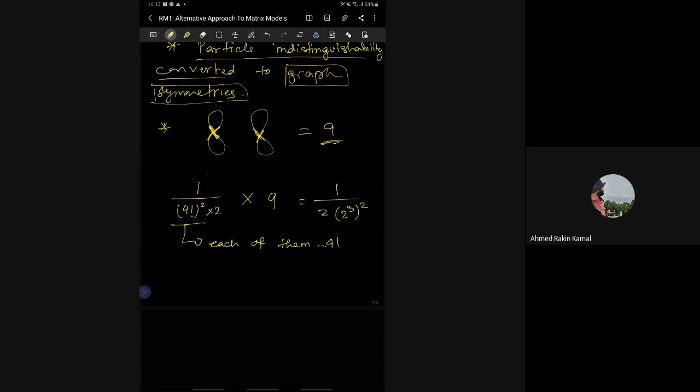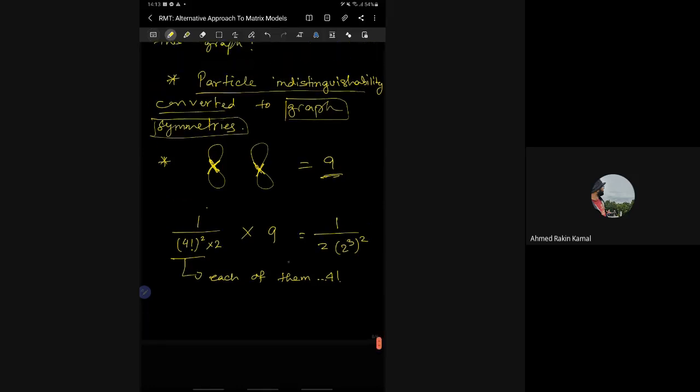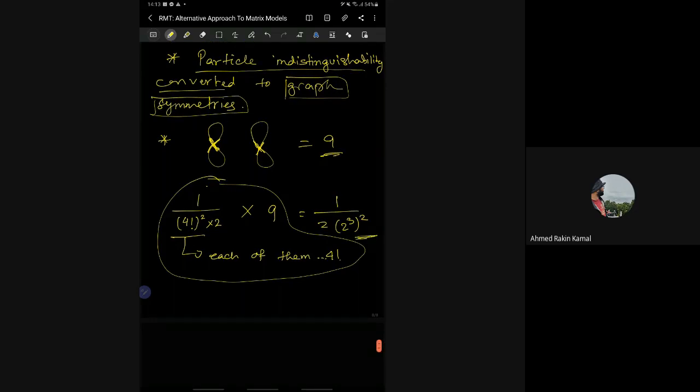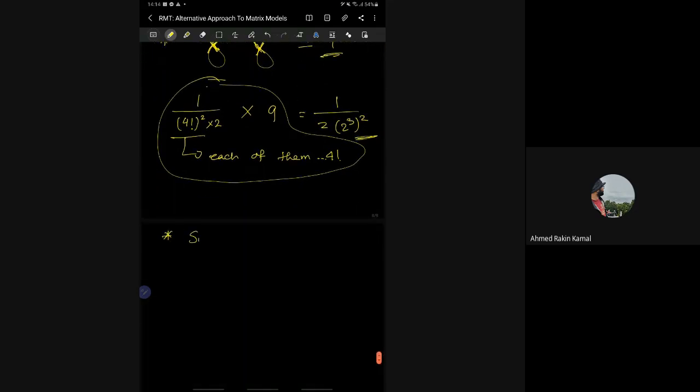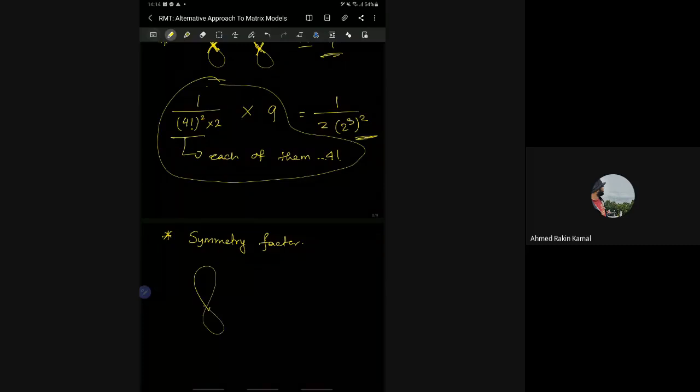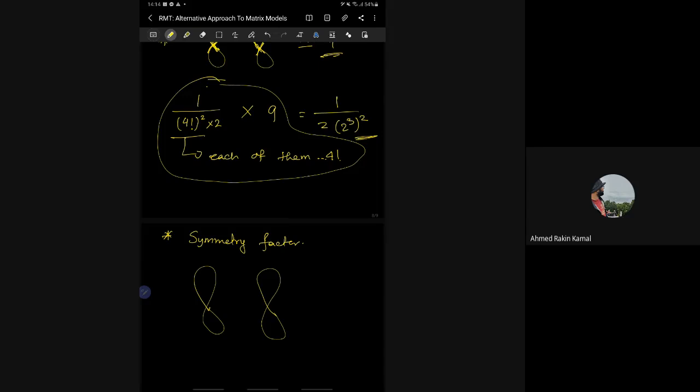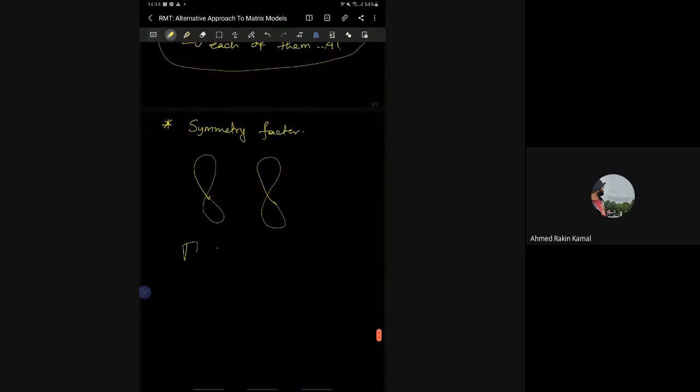So what are these? We were talking about particle indistinguishability here. That is what happens if we can't distinguish the particles. And on the right side, we have the symmetry factor. So what symmetry factor corresponds to this graph? What are the symmetries? What are the things that will keep my graph invariant? That is, what is this number?